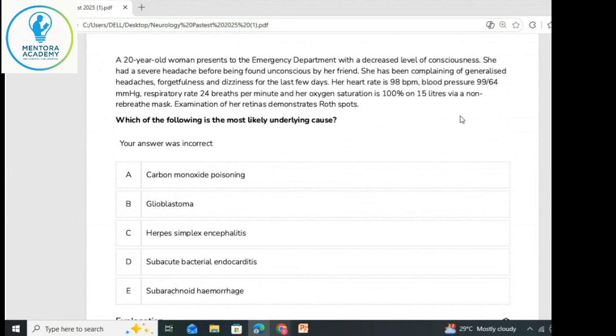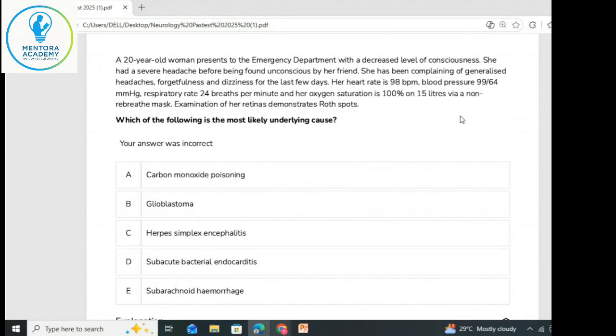So, first option is carbon monoxide poisoning. Second option is glioblastoma. Third option is herpes simplex encephalitis. Fourth is subacute bacterial endocarditis. Fifth is subarachnoid hemorrhage. So basically, she has had a decreased level of consciousness and a severe headache, and Roth spots is one finding.